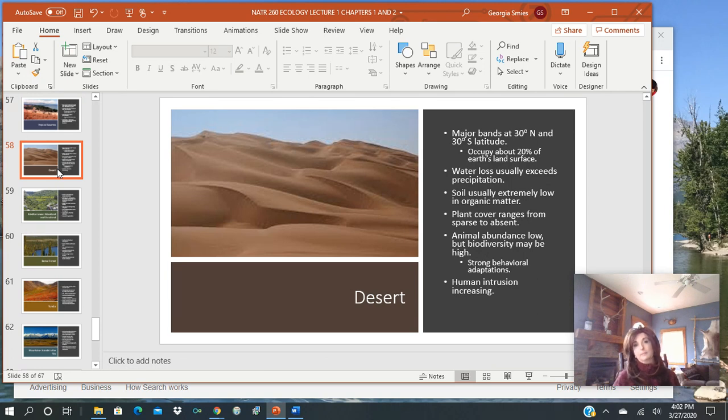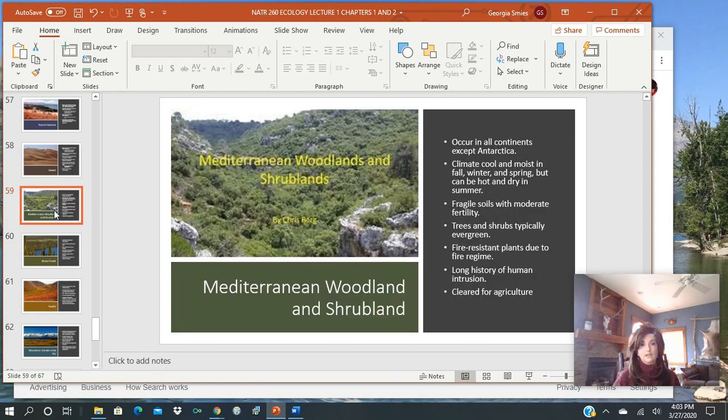Our desert can have cold deserts, hot deserts. Some can be a little bit bioproductive, some really not at all. Like this would be the Gobi, very, very challenging habitat, right? Animal abundance typically tends to be low, rainfall very low, and these can occur also within the 30-degree north and south latitudes of the planet Earth.